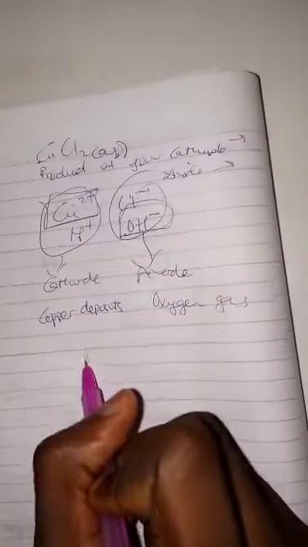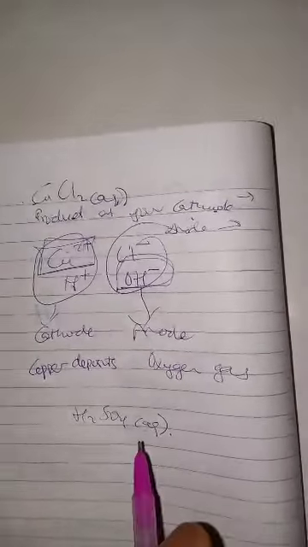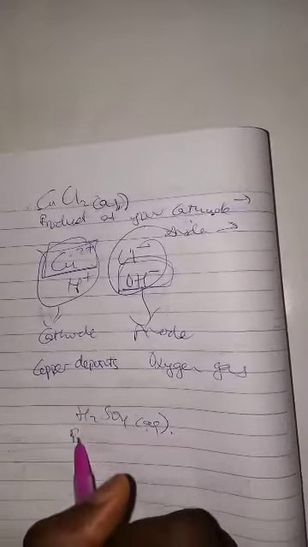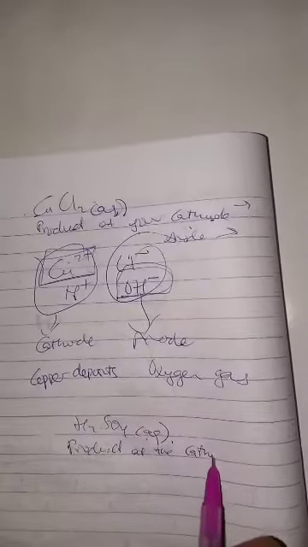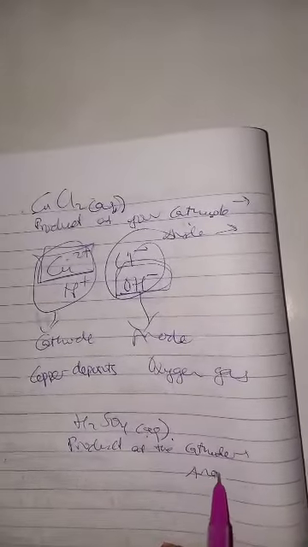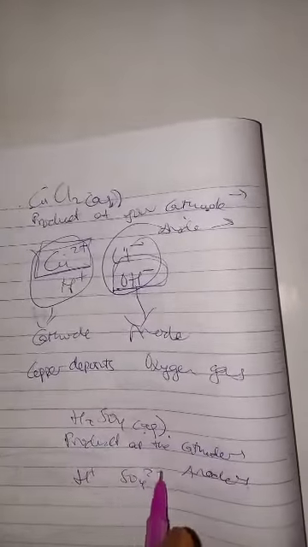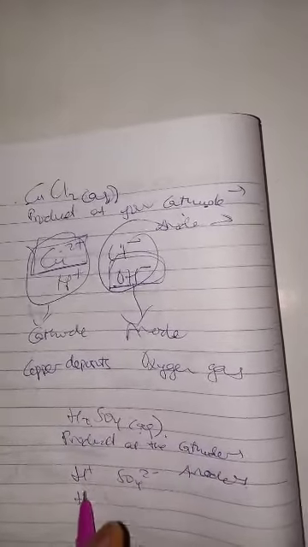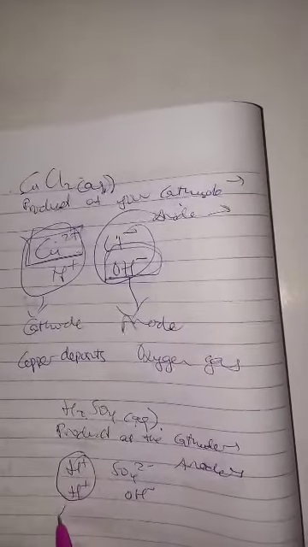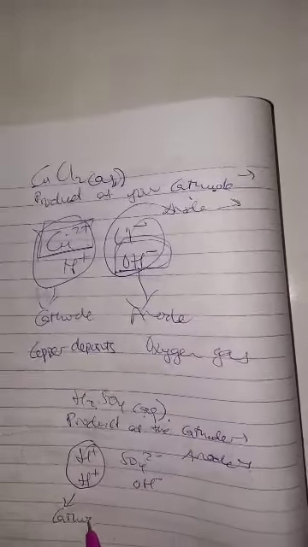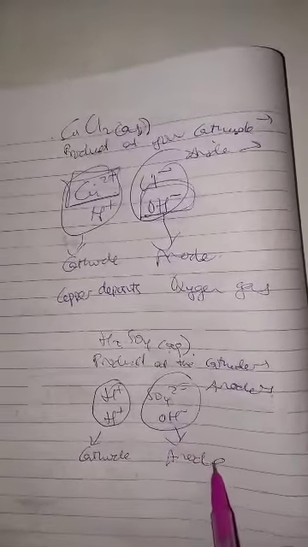Let's take H2SO4 acidified water. Yes, acidified water. So let's find the product at the cathode, then the product at the anode. Let's go now. H2SO4 will dissociate to what? H+ and SO4 2-. Aqueous will dissociate into what? H+ and OH-. These ones are migrating to the what? Cathode. These ones are migrating to the what? To the anode.